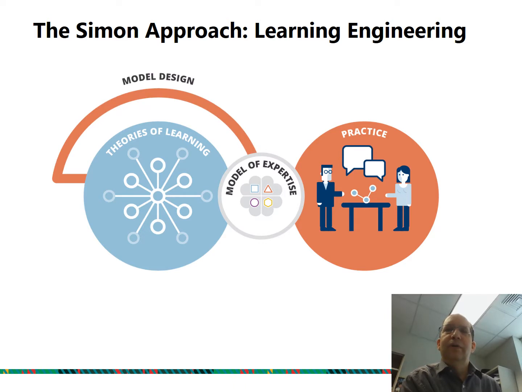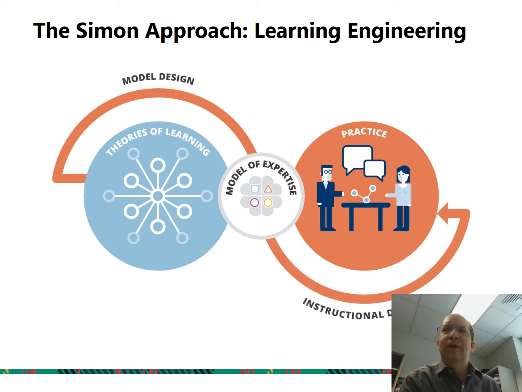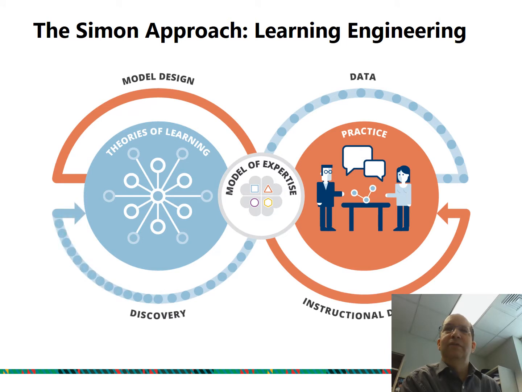We use our theories of learning to build a model of expertise. That model of expertise informs the instructional design or practice that the students see. From there, we create a continuous improvement cycle where we observe the student activities at the step level. That feeds back into our model of expertise. We can see if the student is learning or struggling, and then use that information to revise our theories of learning and use that to inform the model of expertise and the instructional design.